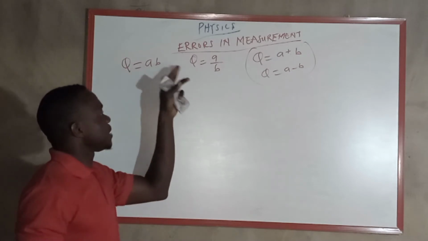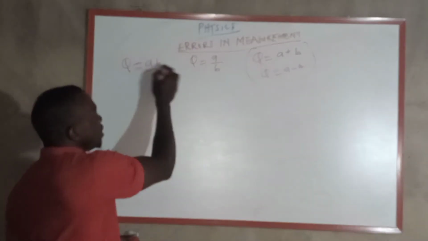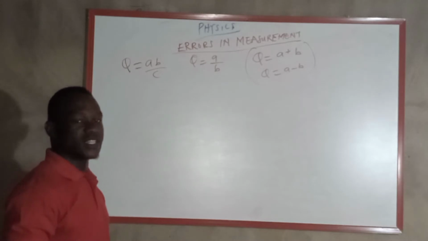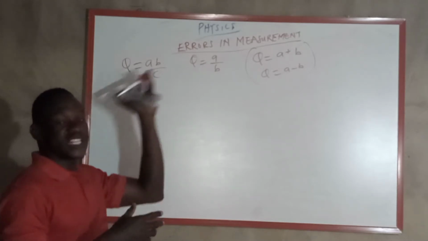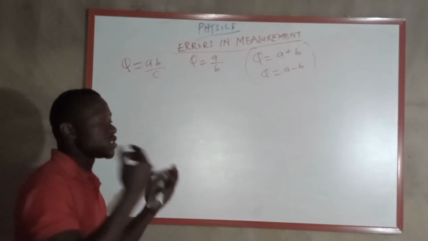Now, what if you have A times B or A divided by B, or maybe we have A times B over C? How are we going to get the error and percentage error in this particular question, which is what we're going to be telling us in this class.